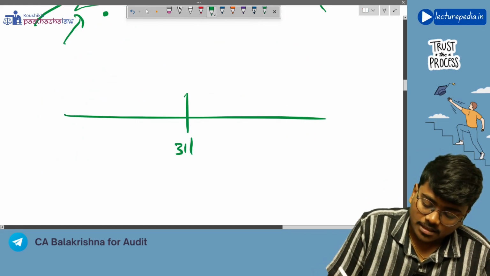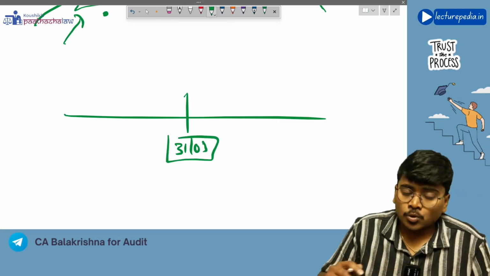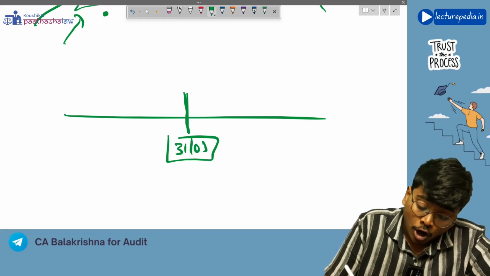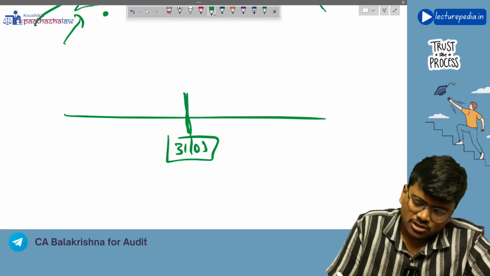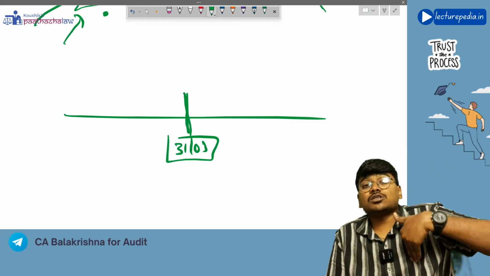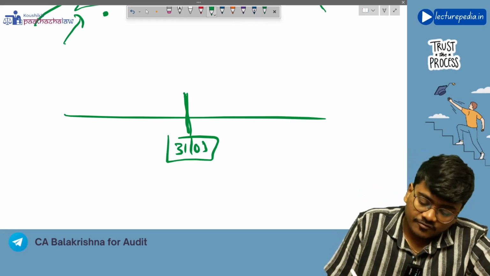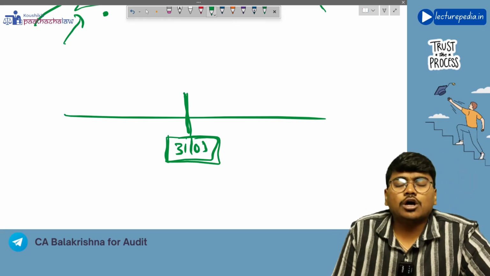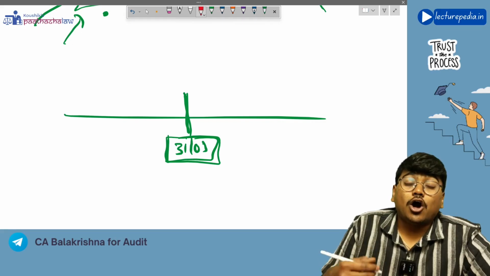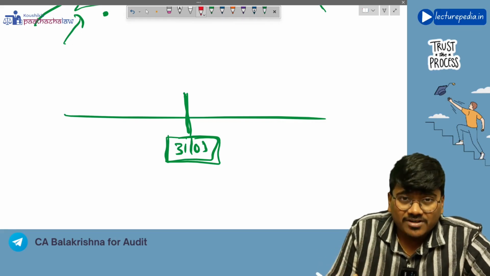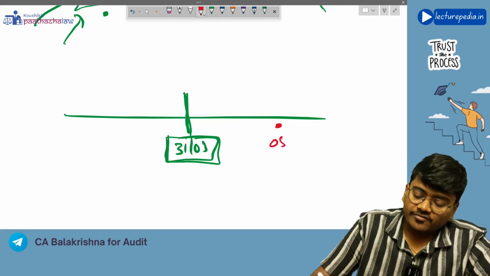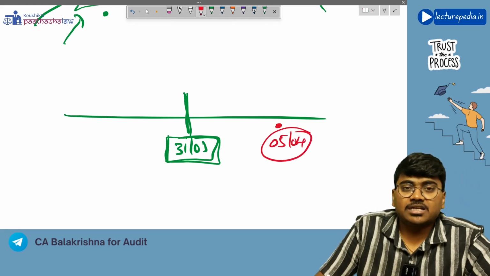See, this is 31st March. Now management has done physical inventory verification on 31st March only, but the auditor was not able to attend it. In this situation, what will the auditor do? The auditor will conduct physical inventory verification on some other date after 31st March. Let's say on 5th April the auditor has done physical inventory verification.